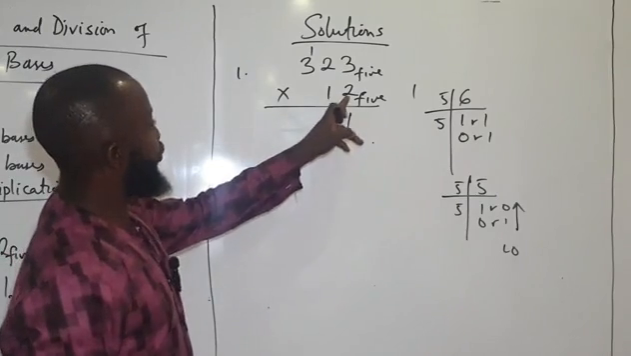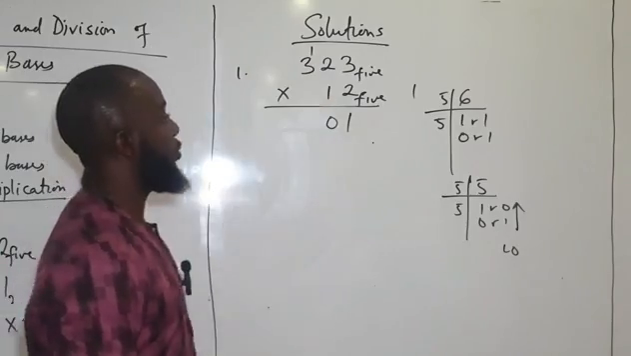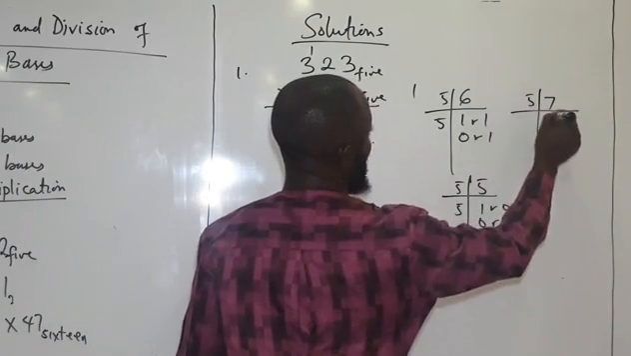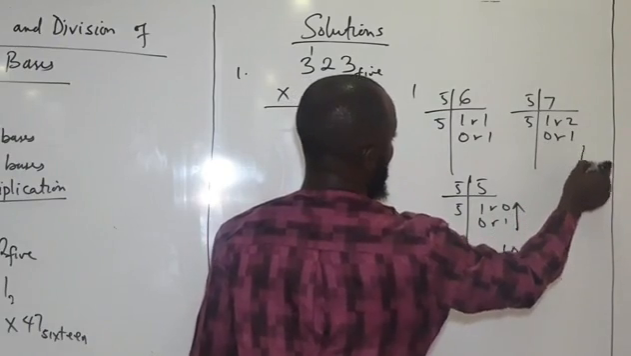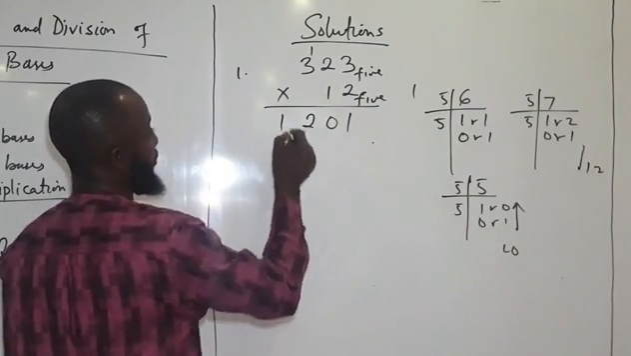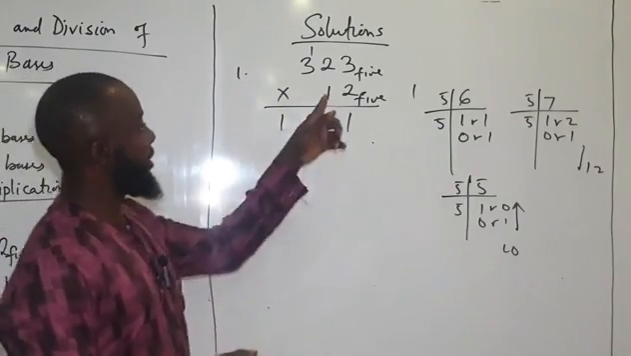So 2 multiplied by 3, that gives 6. The one we carry will make it 7. So we have 7. So 5 into 7, 1 remainder 2. 5 into 1, 0 remainder what? 1. That is what? 1, 2. So we have 12. So we write 1, 2 down here. I believe that is very clear to me. Good.